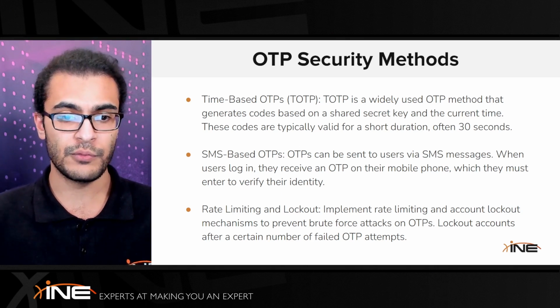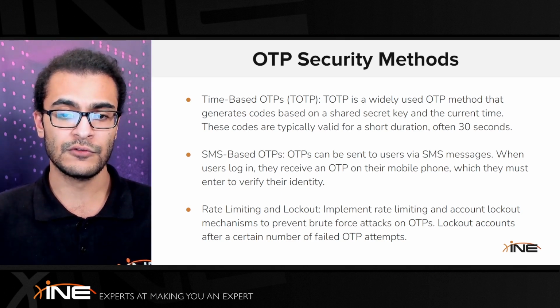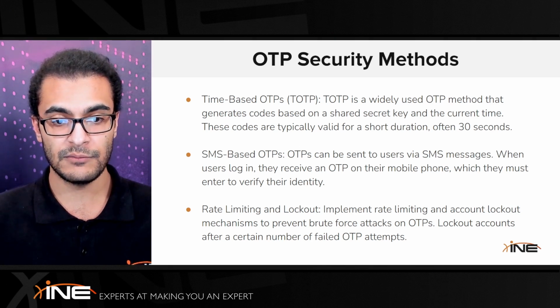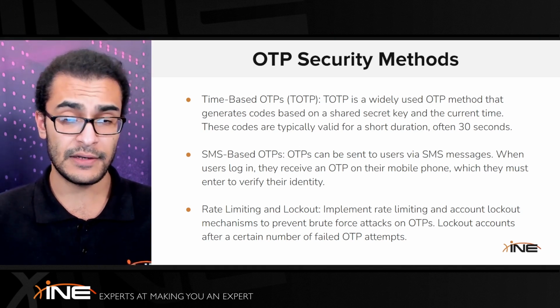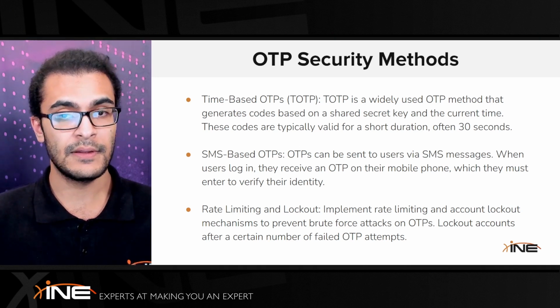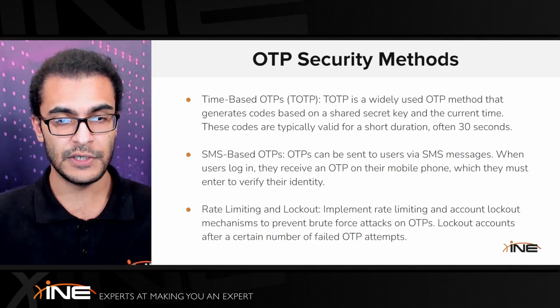And then, of course, we have rate limiting and lockouts. From the perspective of the developer, they typically implement rate limiting and account lockout mechanisms to prevent brute force attacks on OTPs. And if we find that an OTP endpoint does not have rate limiting, then we can do a lot of damage, as you'll see.